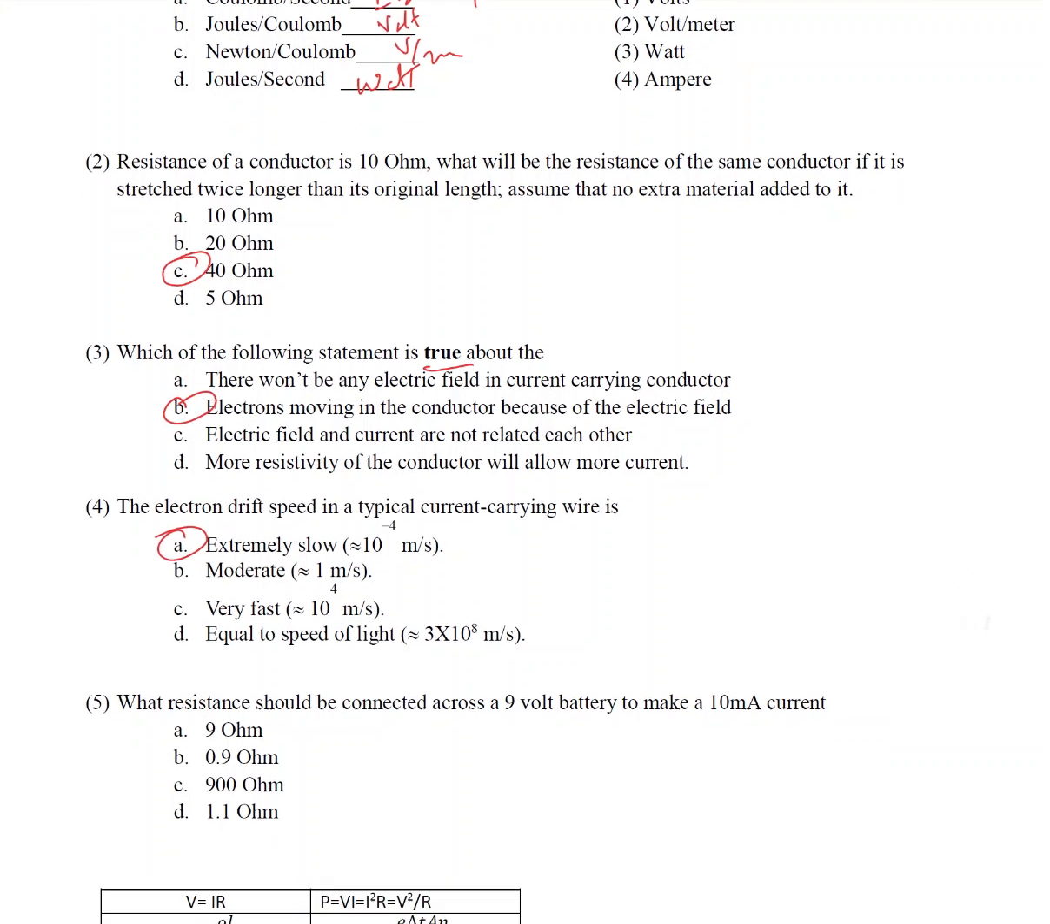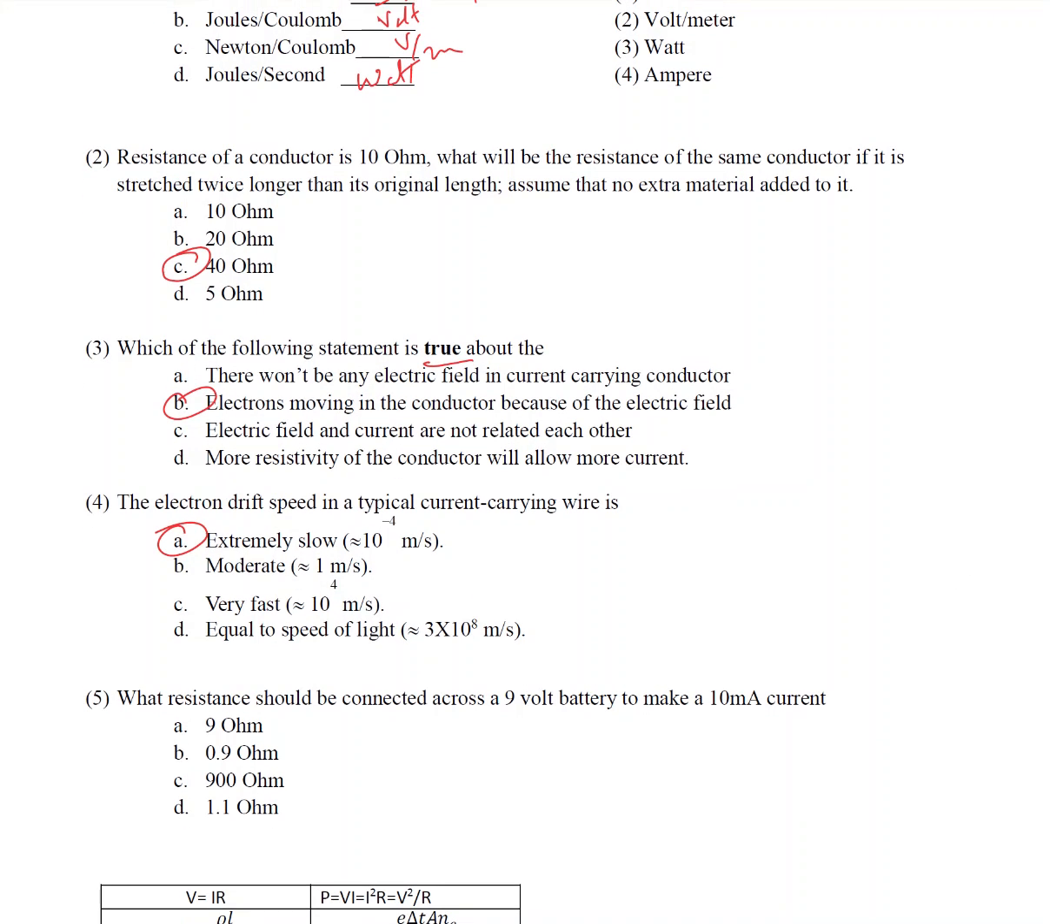Now last question. What resistance should be connected across a 9-volt battery to make a 10 milliampere current? It's just Ohm's law, R equal to V over I. I don't know why I asked this simple question. 10 milliampere, so 9 over 10 times 10 to the power of minus 3, which is 900 ohms. So basically R equal to 9 over 10, okay, 900 ohms.